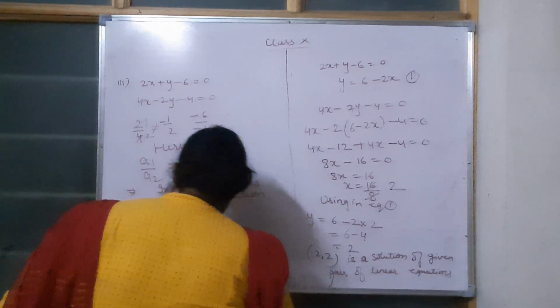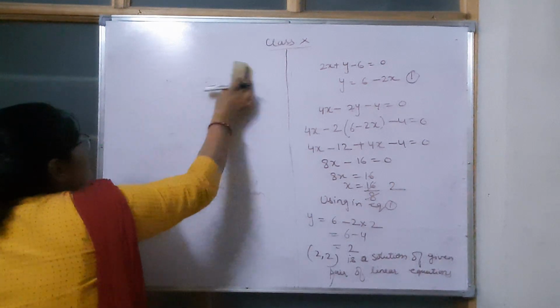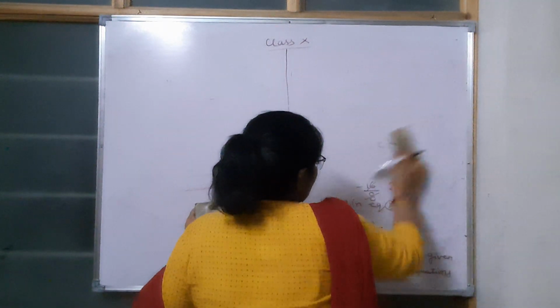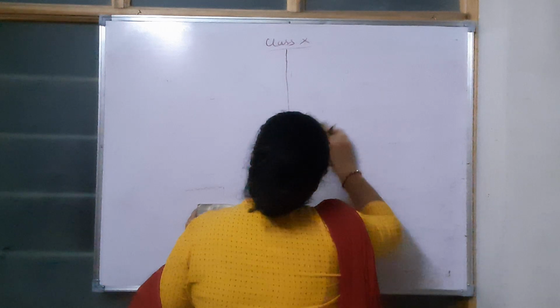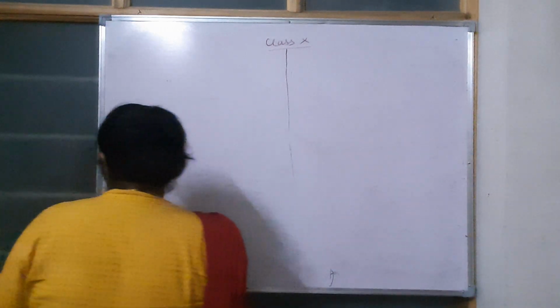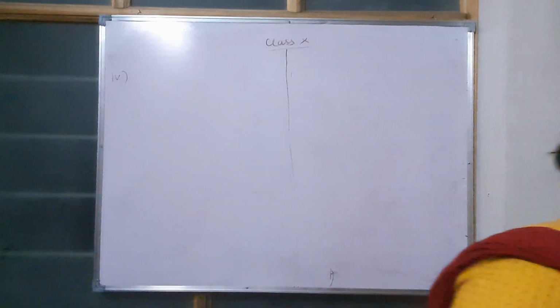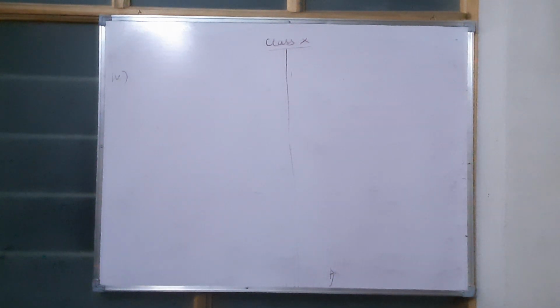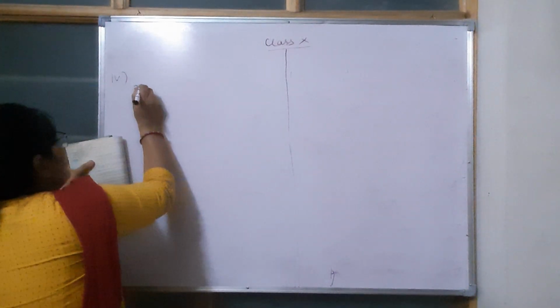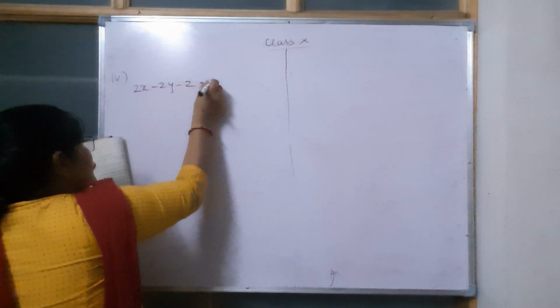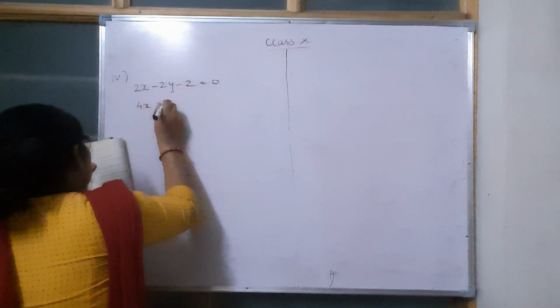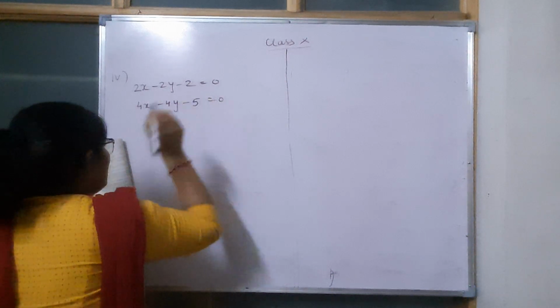Fourth part. Now part 4. Here we have the equations 2x minus 2y minus 2 equals 0, and 4x minus 4y minus 5 equals 0. Alright.